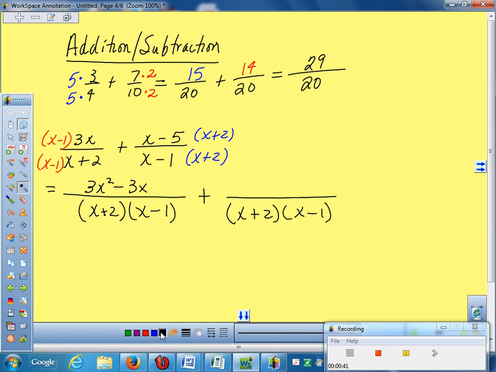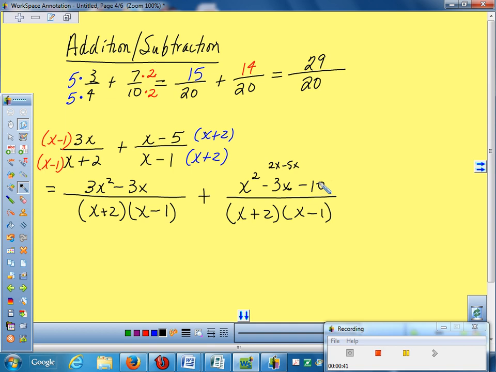So, okay, how good are we at FOILing in our head? Can we do outers and inners in our head? Outers are positive 2x, inners are negative 5. So 2x and negative 5x would be a total of negative 3x. Or if you need to write it out, all I did is 2x minus 5x there. I did outers and inners. And then do the last. The last are going to be minus 10.